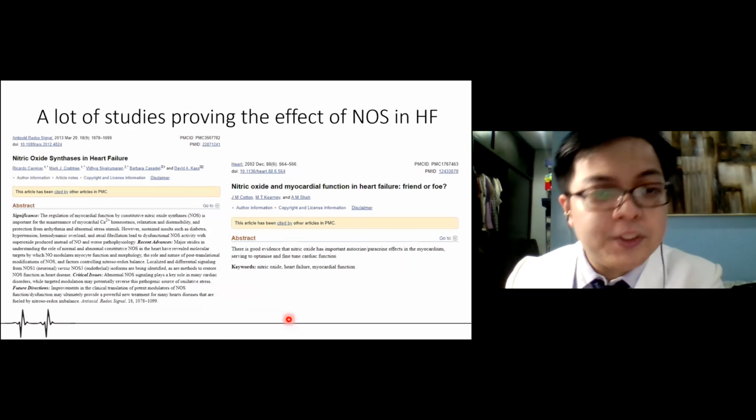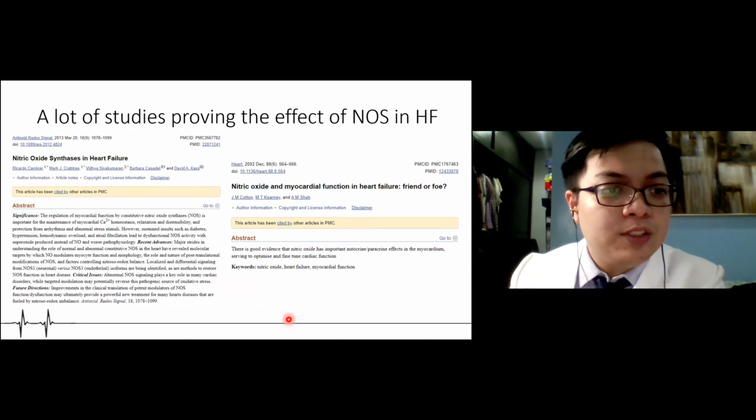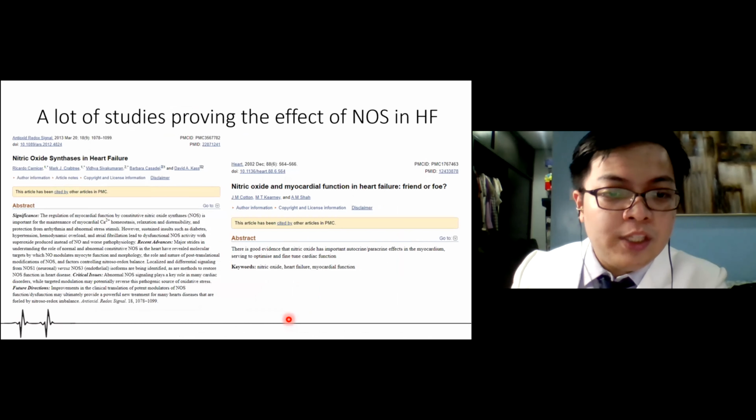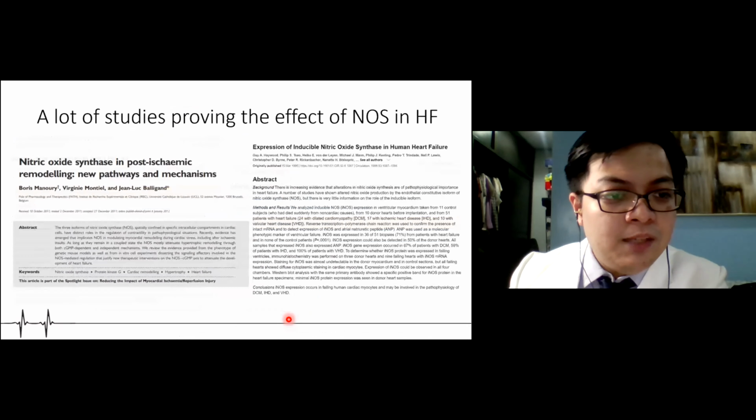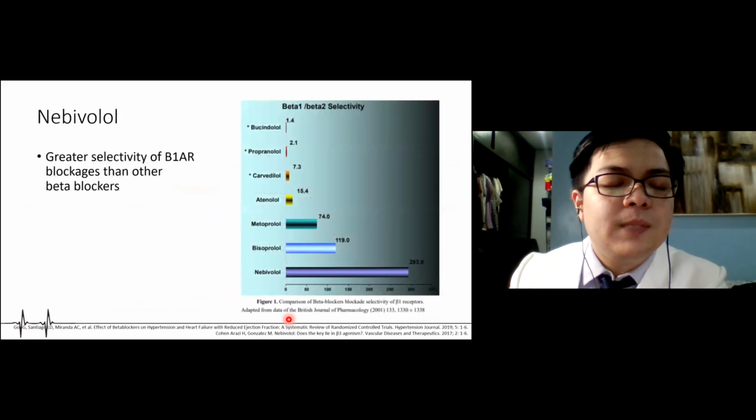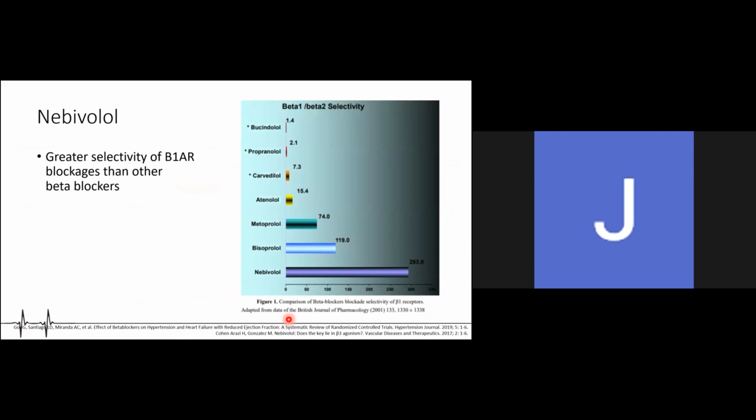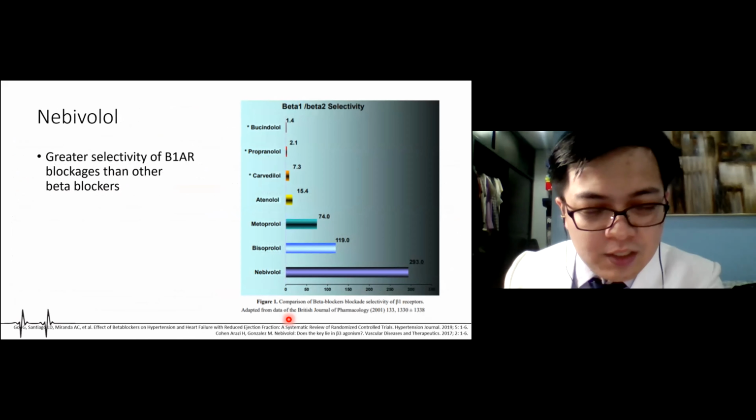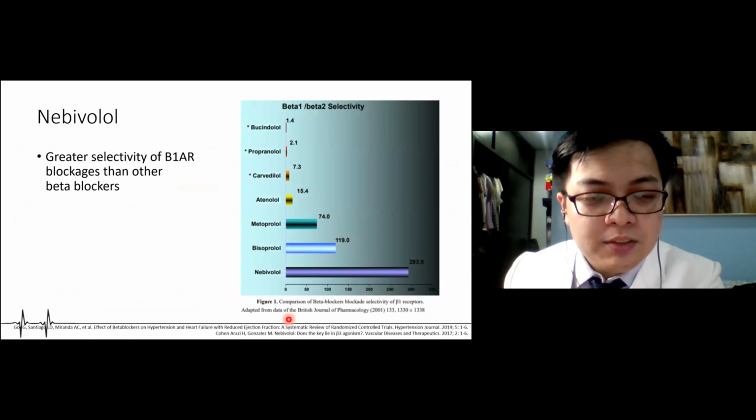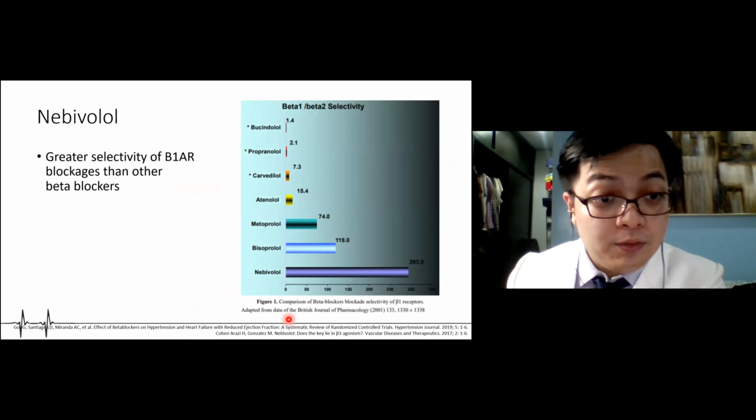So there are a lot of studies that prove the effect of your nitric oxide synthase in heart failure, such as in Carnicer, in Cotton, in Manori, and then in Haywood. So the next segment of my discussion would be tackling the specific beta blockers that are proven to be effective in managing patients with heart failure.